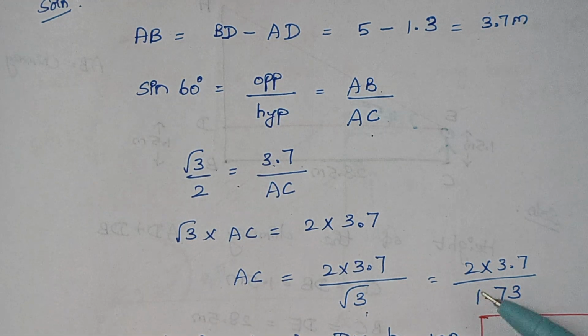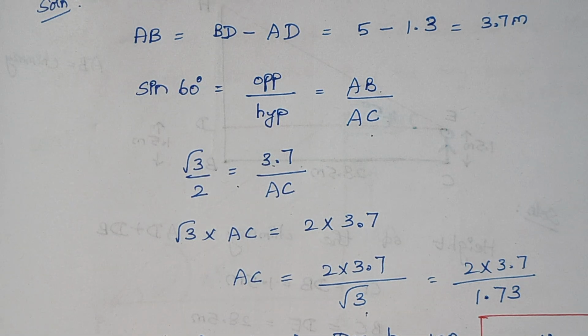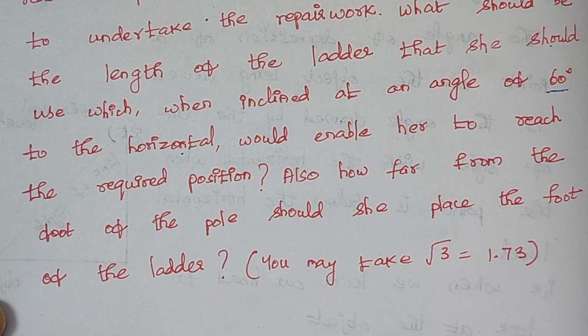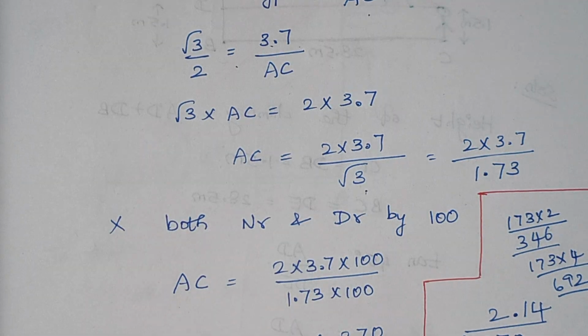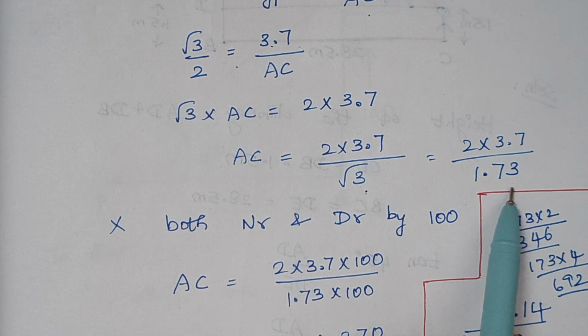Right, so here I am getting 2 into 3.7 by root 3, and in the problem they have clearly mentioned that the value of root 3 can be taken as 1.73. So just follow this. So here it is 1.73.